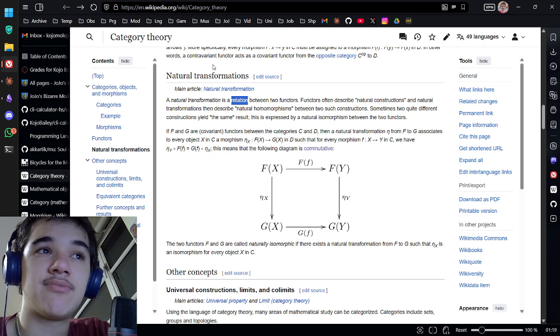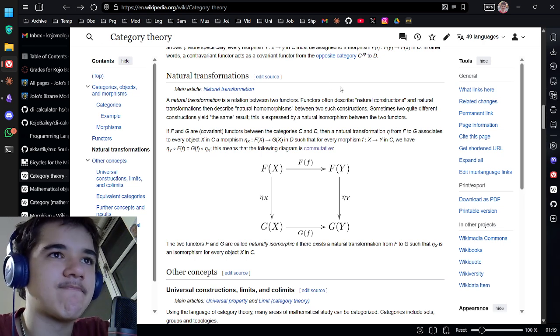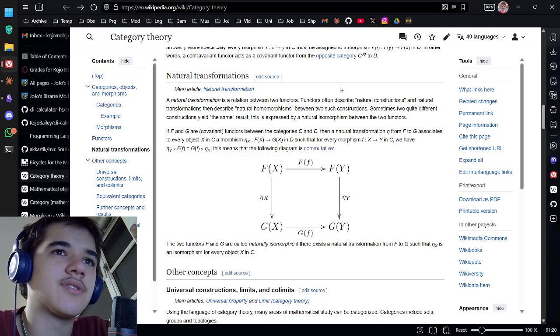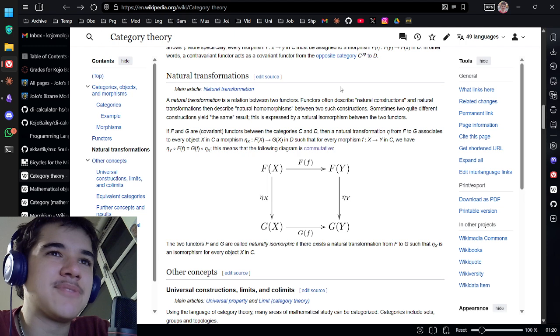Like a relationship, right? Functors often describe natural constructions, and natural transformations then describe natural homomorphisms between two such constructions. Sometimes two quite different constructions yield, quote unquote, the same result. This is expressed by a natural isomorphism between the two functors. Dude, this is hard to digest, I can't lie. I really need to get more familiar with some of these terms before I can just see them written. Sometimes two quite different constructions yield the same result.